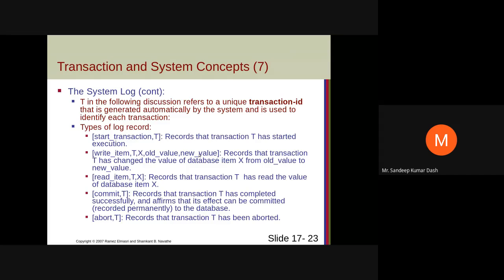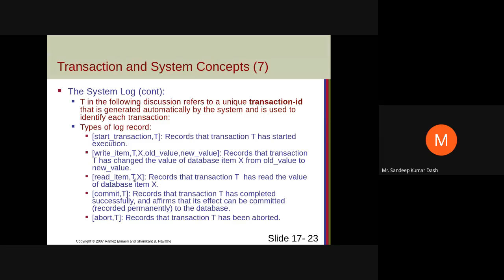Write item has the transaction name and X, the data item that you are writing, what the old value was, and what the new value is. Suppose you are performing X equals X minus 5, under T1. Here it will be T1, the data item name is X, old value was 50, new value is 45. From this information, you know that X got updated in transaction T1, from 50 to 45. So the amount of update you get from here.